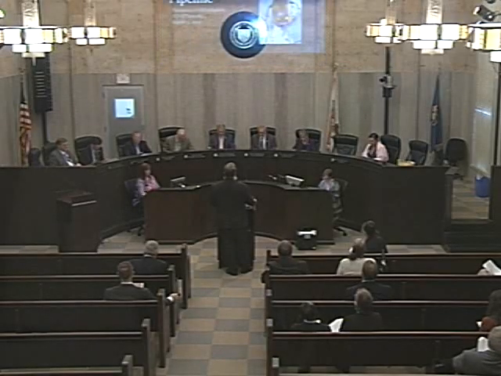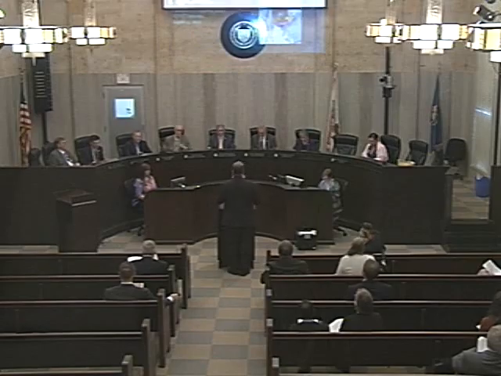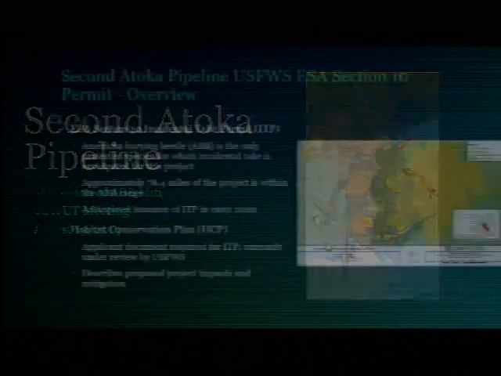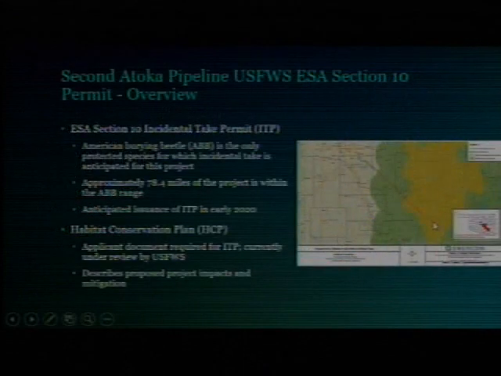I'm just waiting for the screen to come down so that I can share this with you. What you see here is an endangered species of animal called the American burying beetle. And why that is relevant to the Atoka pipeline is that, as you can see from the map on the right, about three-quarters of the pipeline is located in the American burying beetle's range. About half of it is located in its conservation priority area. So in order to construct the second Atoka pipeline, we have to get what is called an ITP, or an incidental take permit.